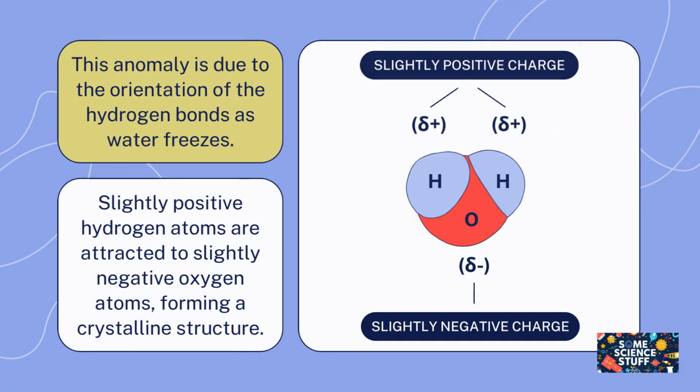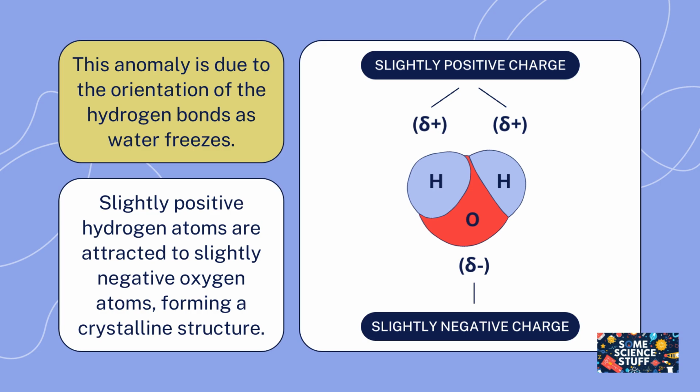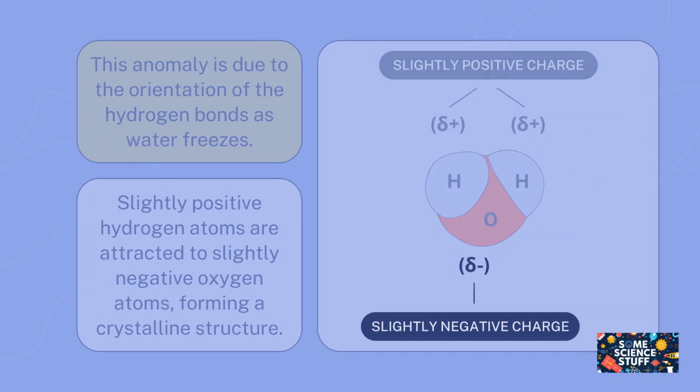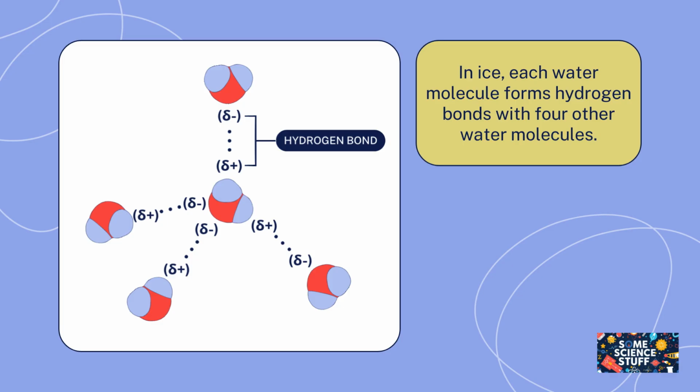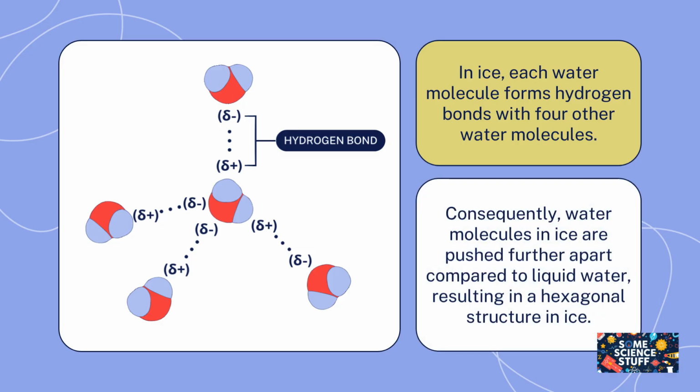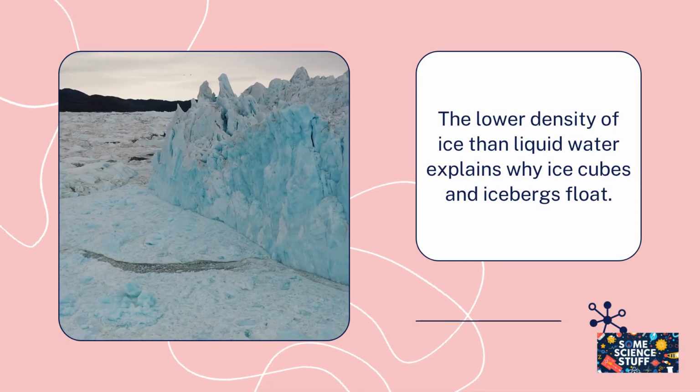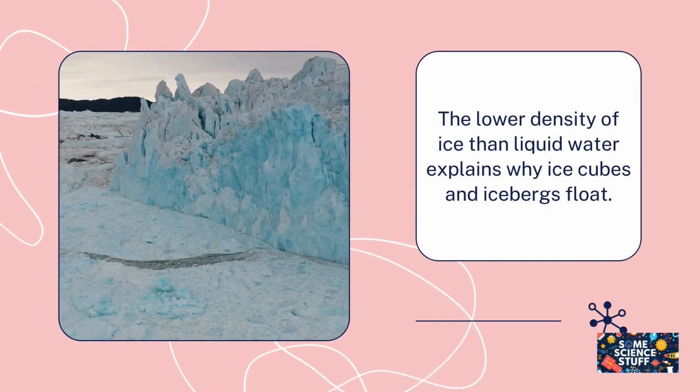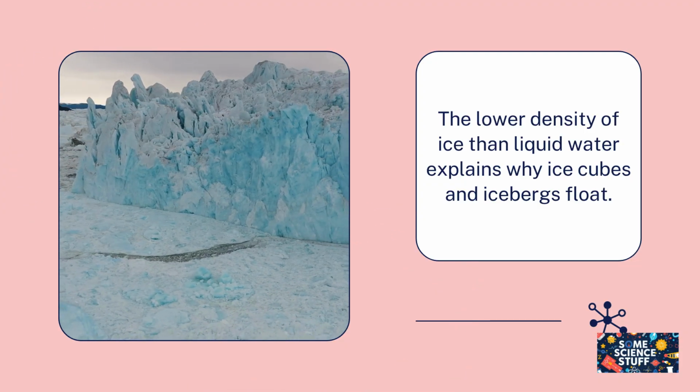This anomaly is due to the orientation of the hydrogen bonds as water freezes. Slightly positive hydrogen atoms are attracted to slightly negative oxygen atoms, forming a crystalline structure. In ice, each water molecule forms hydrogen bonds with 4 other water molecules. Consequently, water molecules in ice are pushed further apart compared to liquid water, resulting in a hexagonal structure in ice. The lower density of ice than liquid water explains why ice cubes and icebergs float.